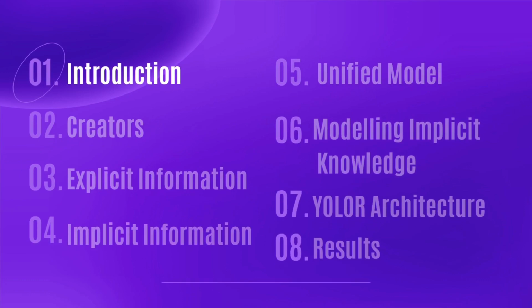Some of the main points that we're going to cover in this video include an introduction to the YOLOR model. Second, we're going to talk about the creators of the model. Next, we're going to see the distinction between two main points that were mentioned in the paper of YOLOR called explicit and implicit information. In the fifth section, we're going to talk about how to unify the explicit and implicit information to create a unified YOLOR model. In the next section, we're going to discuss how to model implicit knowledge. And we finally conclude by talking about the YOLOR overall architecture and the results from the model.